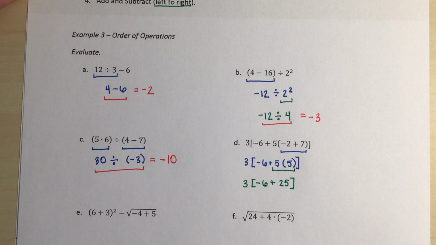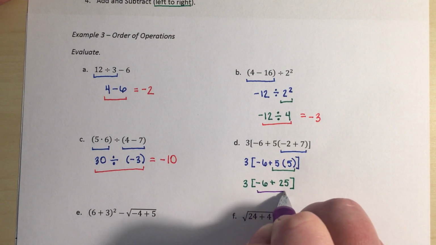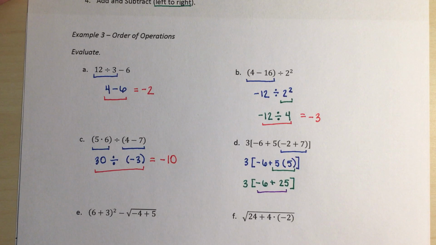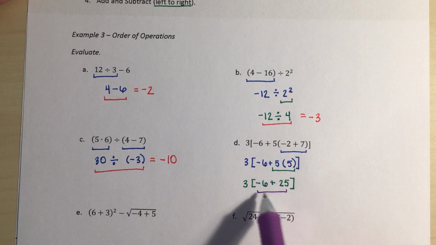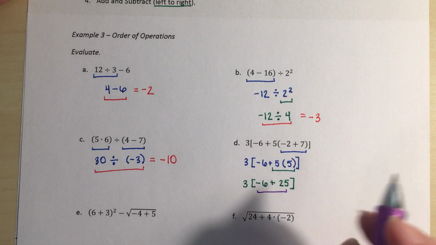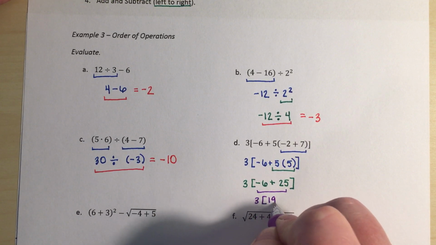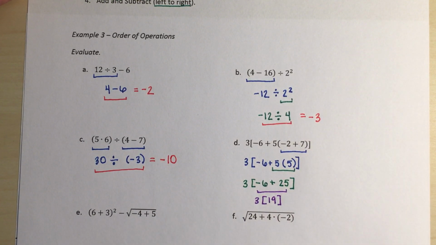Right, now that we've taken care of our multiplication inside of our grouping symbols, these square brackets, now we're going to go ahead and take care of this addition. Well, this addition is really a subtraction because what we have here are two different sign numbers. Right, so we're going to take 25 minus 6, which gives us 19. Our larger number is positive, so we have a +19 left inside.